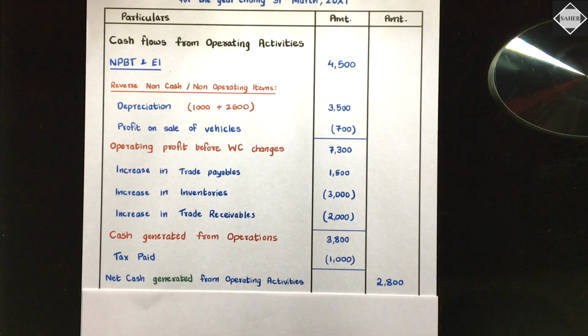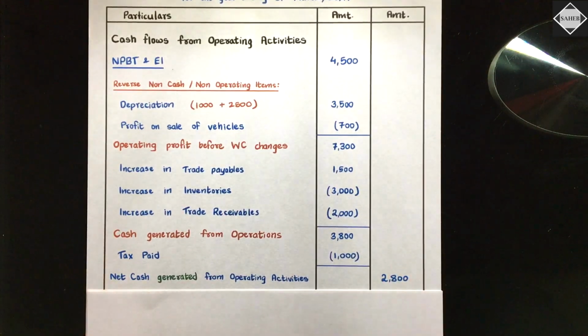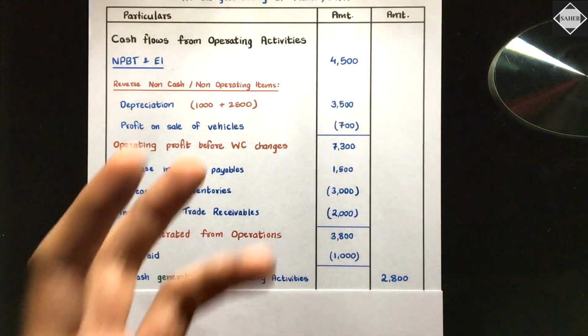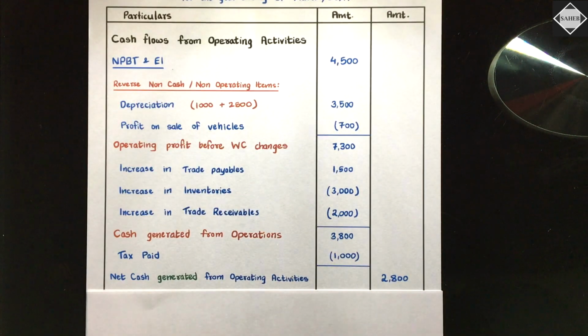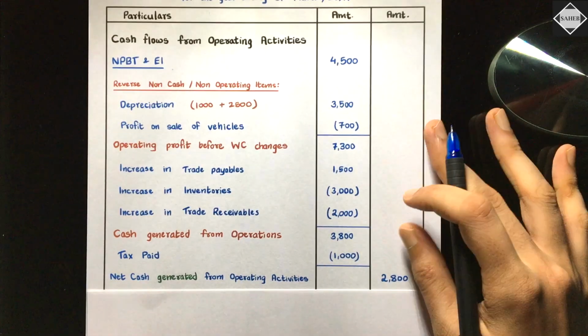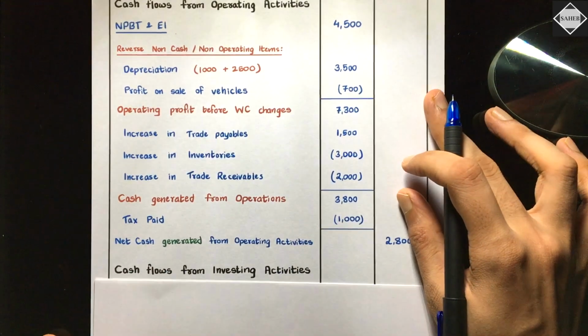Is it clear? Simple and straightforward. Now you have to move on to the investing activity. Okay, so in investing activity, what do we take? We take all the purchase of assets, sale of asset, any income we get because of the investment, all these things, right? So see here, cash flow from investing activities.